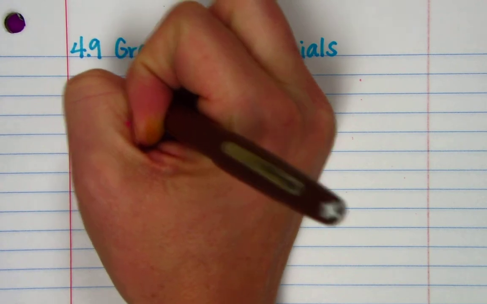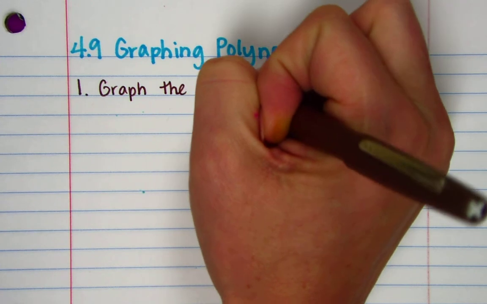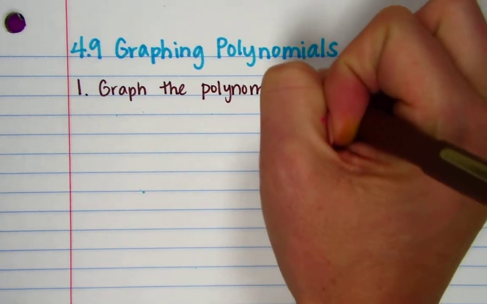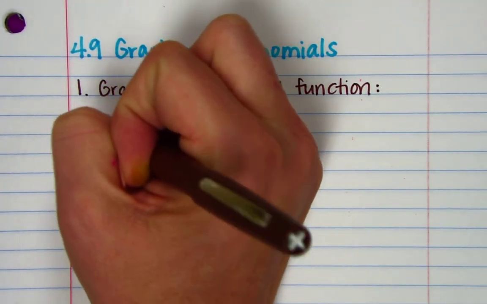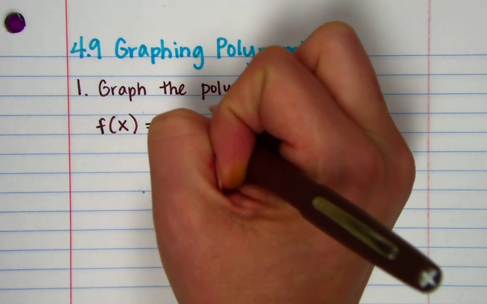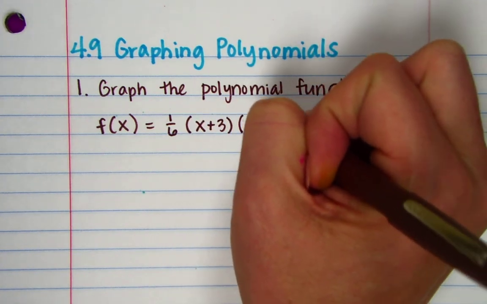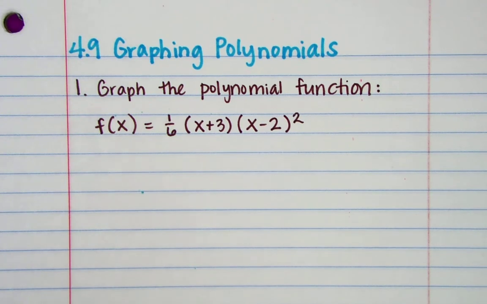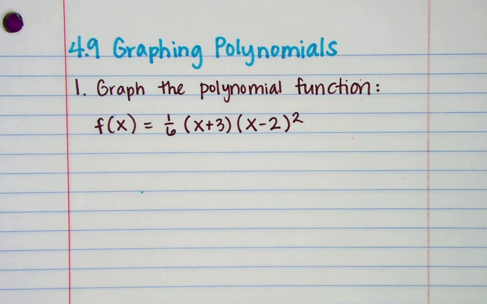Right, so first one, we're going to graph the polynomial. It's f of x equals 1/6 times x plus 3 times x minus 2 squared. And we're going to sketch a graph on our own, by hand.